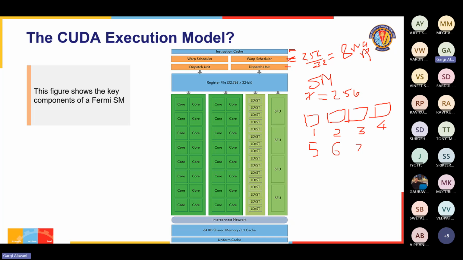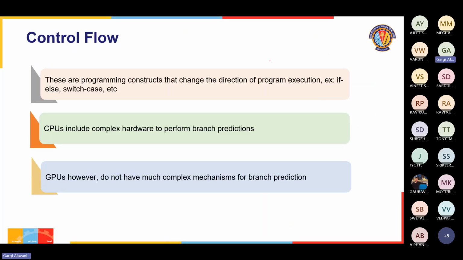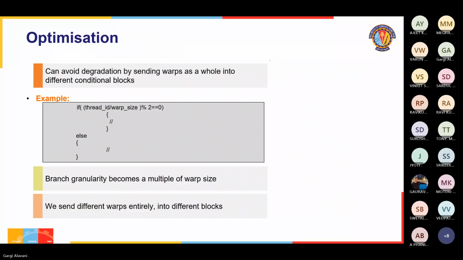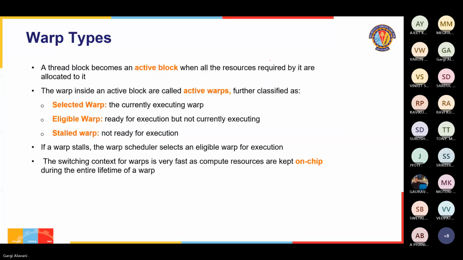Now some of these warps will be... When the thread block becomes active, we try to allocate the resources, and this block is converted to warps, and these warps become the active warps, and these active warps can be of 3 types: selected warp, eligible warp, or stalled warp.